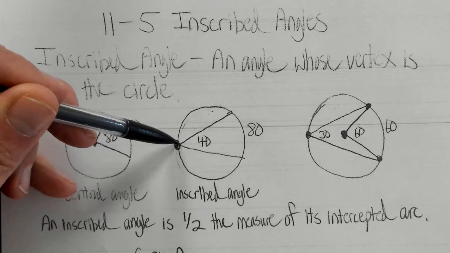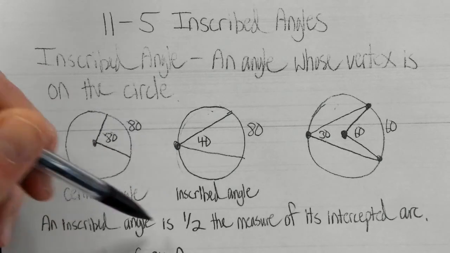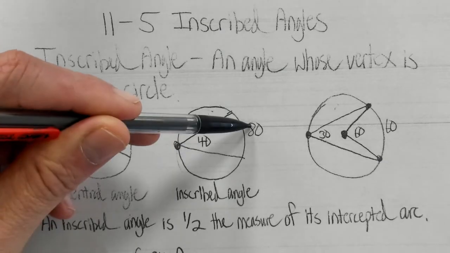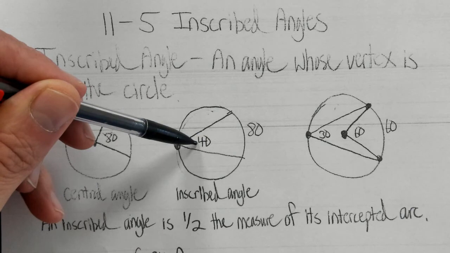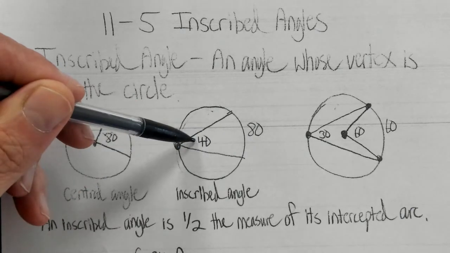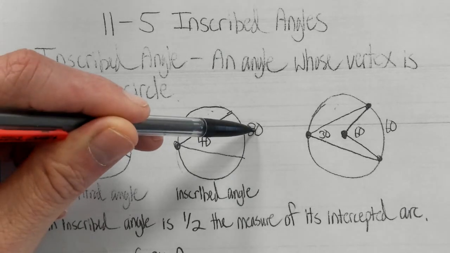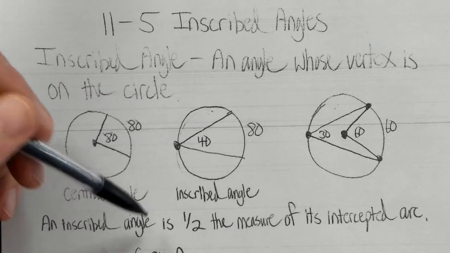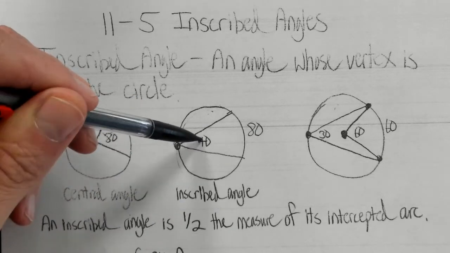For an inscribed angle, the vertex is on the circle, and the inscribed angle is half of the intercepted arc. So if the arc is 80, then the inscribed angle is 40. It's always half. Now don't get it backwards. If this is 80, this is not 160. It halves to 40. So if they give you this, you double it to get the arc. You half it to get the angle. The angle is half. That's the key phrase. The angle is half of the arc.